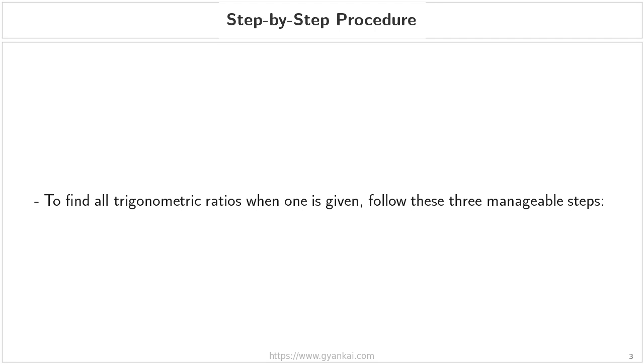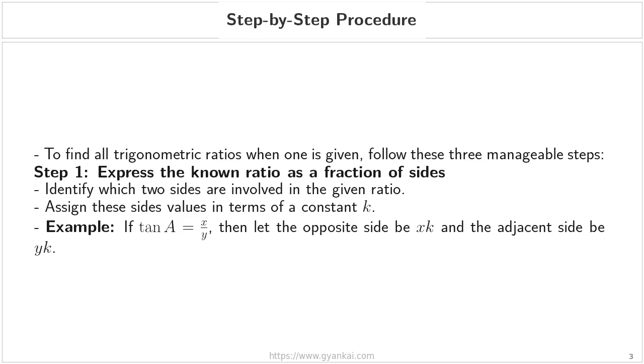Step-by-step procedure. Now that we understand that a trigonometric ratio is a proportion and not just fixed lengths, let's look at the actual strategy you'll use to solve these problems. To find all the remaining trigonometric ratios when you are only given one, you can follow these 3 manageable steps. First, step 1. Express the known ratio as a fraction of sides. Your first task is to identify which 2 sides are involved in the ratio you've been given. Once you've identified them, we assign these sides values in terms of a constant, which we call k.